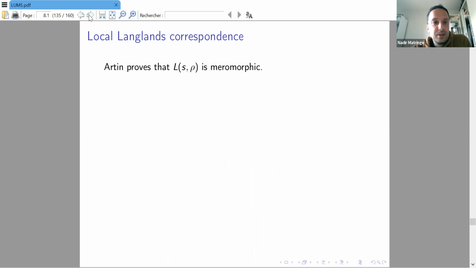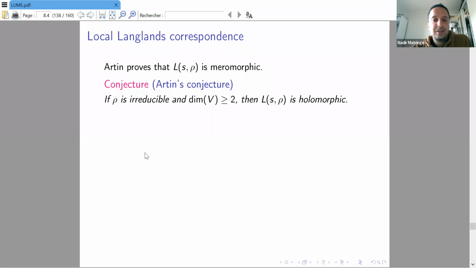Moreover, he was not able to prove, but he conjectured the following result, which is that if rho is an irreducible representation, and if the dimension of V is at least equal to 2, then the Artin L function L(s, rho) is holomorphic. And this is a very difficult conjecture, which is still open.